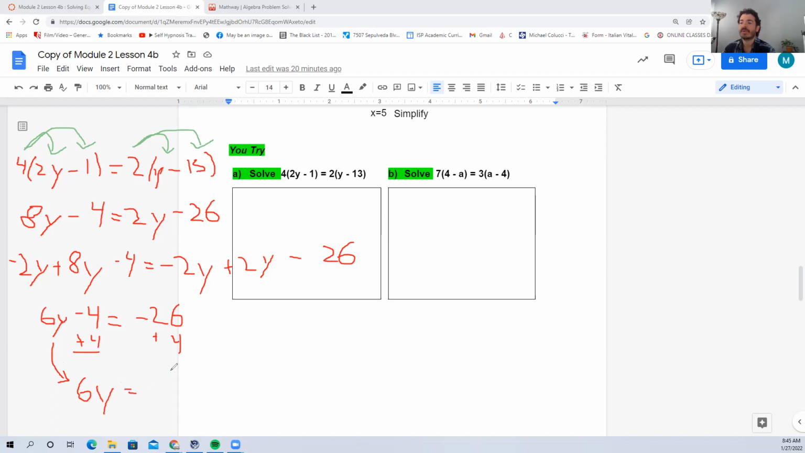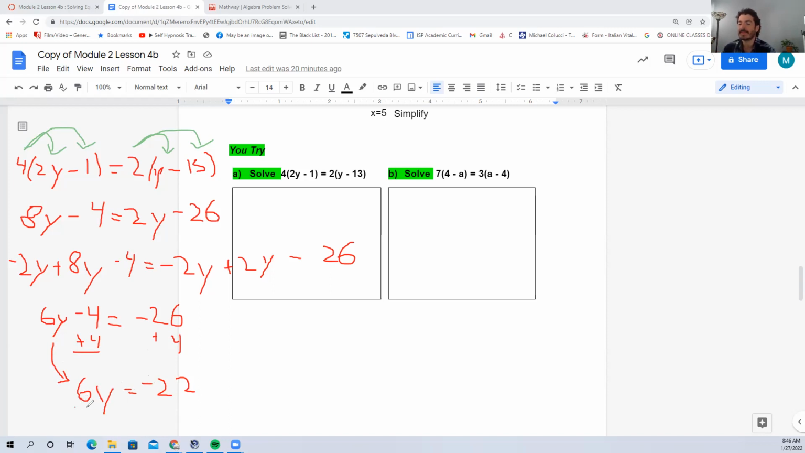Okay, now I have a negative 26 plus a positive 4. Is that a party or a war? It's a war because the signs are different. So 26 has the bigger absolute value. So if I take 4 away from 26, I'm left with 22. Is it a positive or a negative? Well, it's a negative because the number with the bigger absolute value is negative.